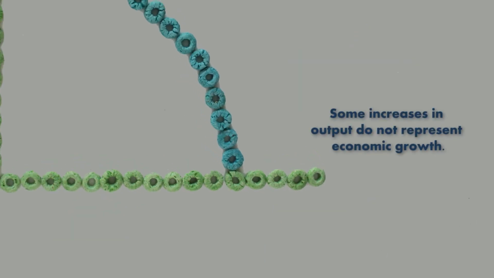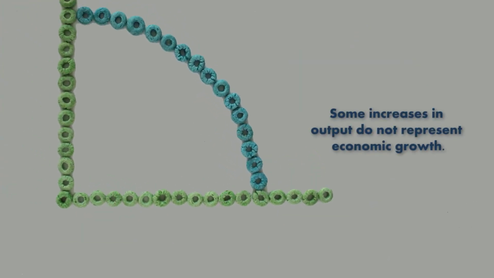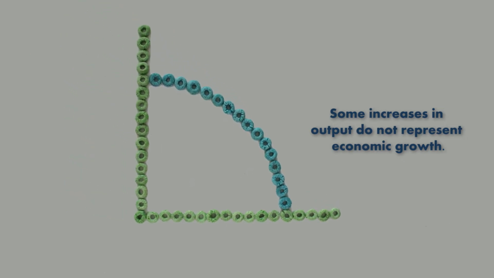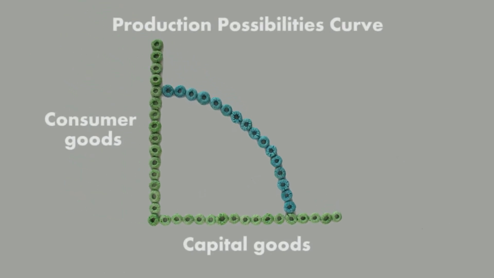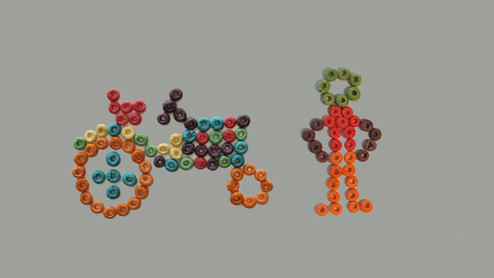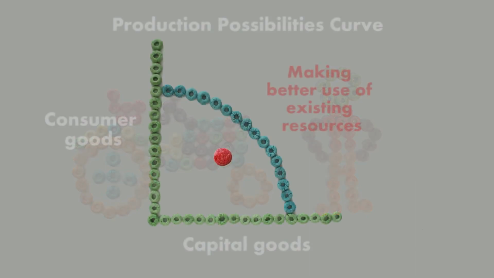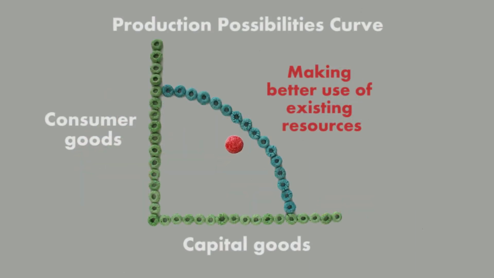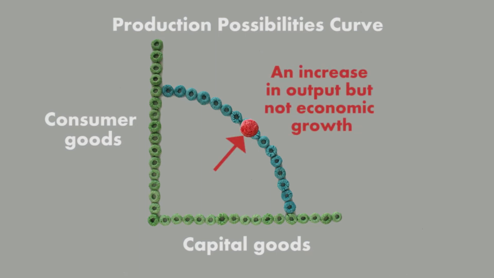Economic growth is easy to confuse with increases in output that do not represent economic growth. If we're at a point inside our production possibilities curve, such as here, we're not using all of our available resources efficiently. For example, we might have a lot of unemployment and idle capital and land. We could make more output by making better use of our existing resources and going to a point on the curve. That's an increase in output, but not economic growth, because we haven't increased the maximum possible output of the economy. We've only gotten closer to the same production possibilities curve that existed before.